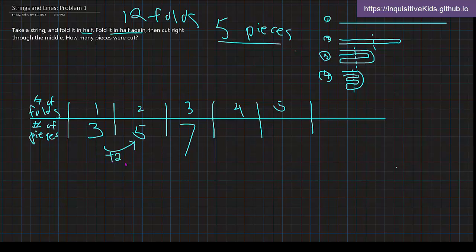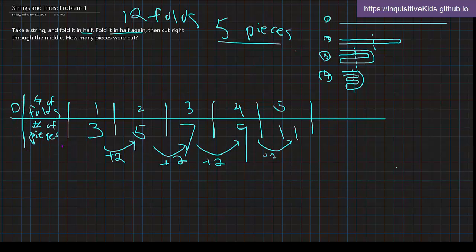See, we add 2 from 3 to 5. 2 more. And if that's the pattern, we add another 2. This would be 9 plus 2, this would be 11, and so on. So if we wanted 12 folds, we could think about what's here. So what if there was a number 0? There's no 0 over here, but I'm just doing this to help us visualize. So the pattern is plus 2. So for number 0, that would be plus 2, which means that this would be a 1. So the pattern is 1 plus 2n.